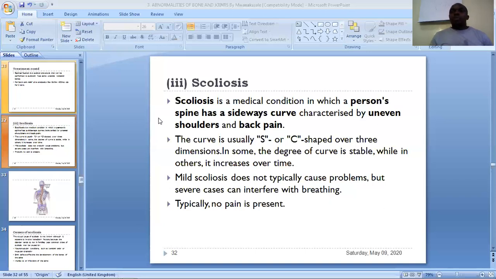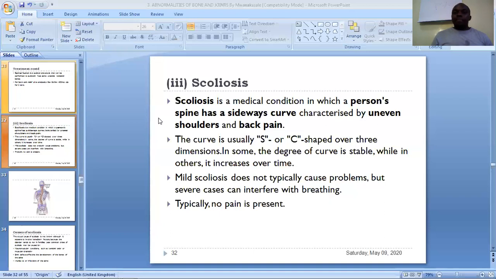Why? Because of the either S or C-shaped spine that a client has. So where the curve goes further, that shoulder will be affected. Hence, it will be a bit lower. So the curve is usually S or C-shaped, by the way, meaning that when you look at this client posteriorly, you'd notice maybe somewhere by the thoracic spine, there will be a C structure. The spine will appear like the letter C, or sometimes it may even appear like the letter S.